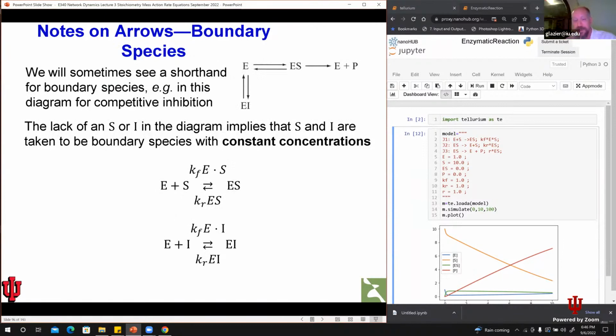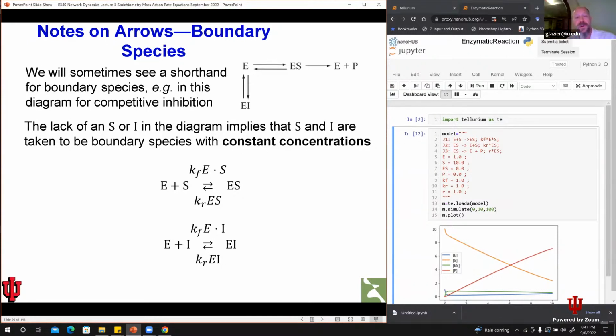Okay. As usual, there are some problems with arrows with boundary species. So here's an example where you have 2 different complexes. E can complex with I or with S. If it complexes with I, it doesn't do anything. If it complexes with S, it reacts to form product.